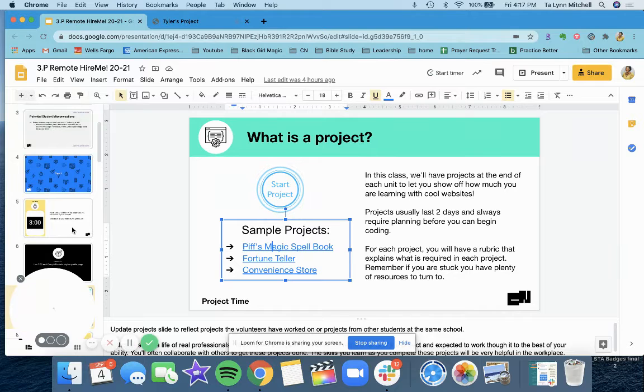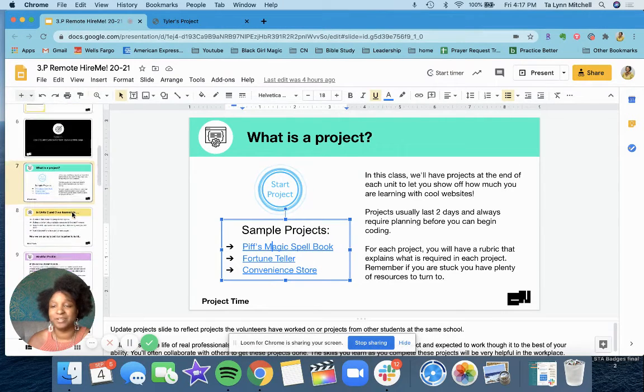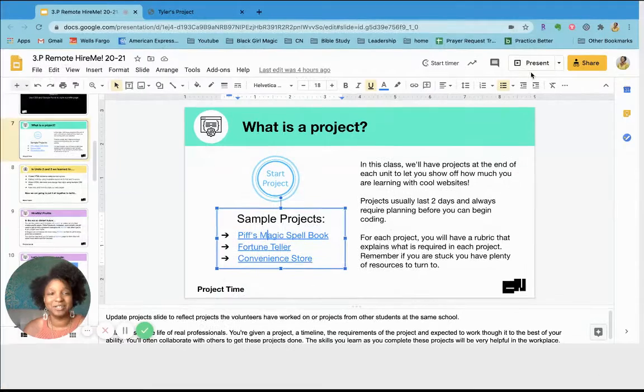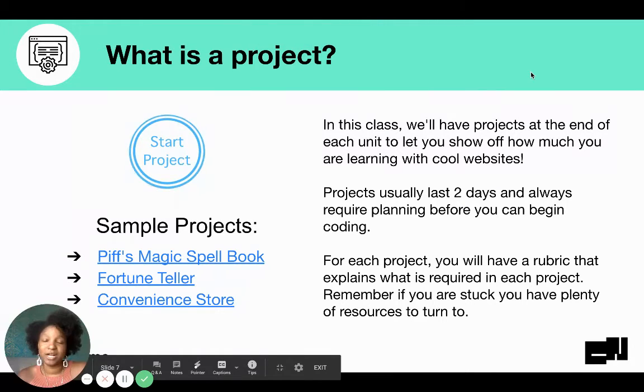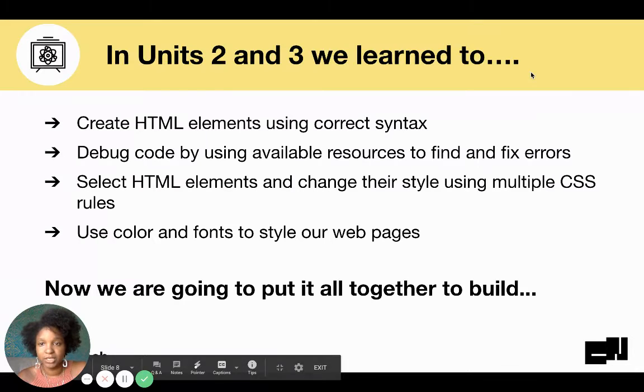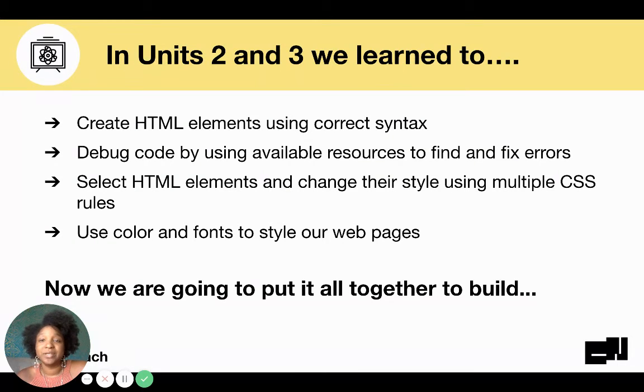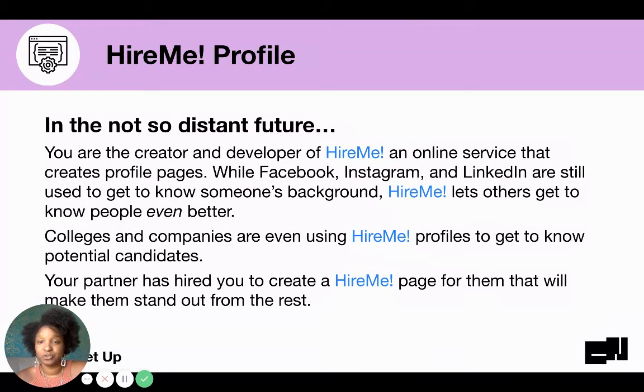So what you are going to be doing is probably your question. Here's what you're tasked with for this project, for your very first project. You're going to use units 2 and 3. We learned HTML elements using correct syntax. We learned how to debug code and find and fix errors. We also selected HTML elements and we changed the CSS rules, including color and fonts on the web page.